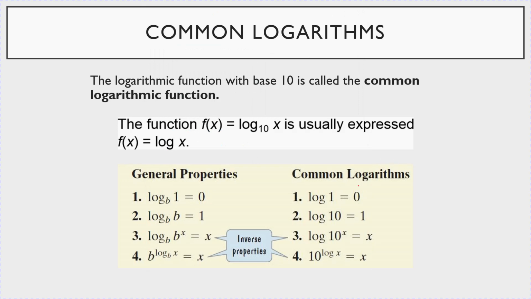So log of 1 is 0. Log of 10 is equal to 1. That's because this is log base 10 of 10. Log base 10 of x, raised as a power of 10, is just x, and 10 to the log of x is just x. Whenever you see this, just remember it's got this 10 there. That's really all it is. It's just log base 10, and we're just going to call it log.